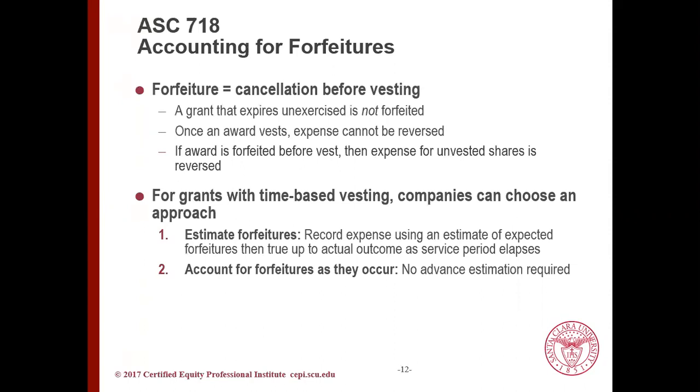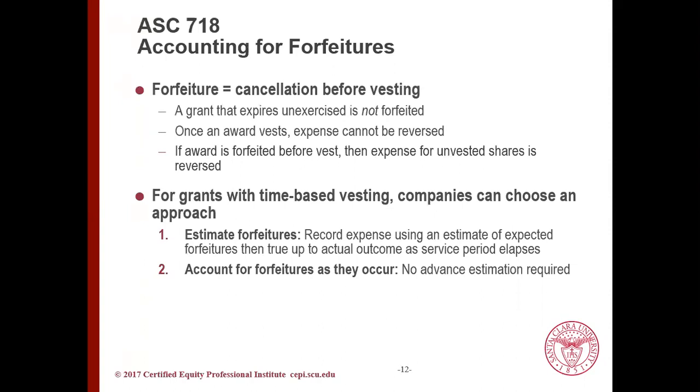And generally, accountants don't like things to vary a lot from one period to the next. So we like our expenses to be nice and even and predictable. If I'm accounting for forfeitures as they occur, it's sort of the opposite. It's a lot easier to do. I don't have to do this estimate in advance of what my forfeitures are going to be, but as forfeitures occur, it may cause my expense from period to period to swing pretty significantly.